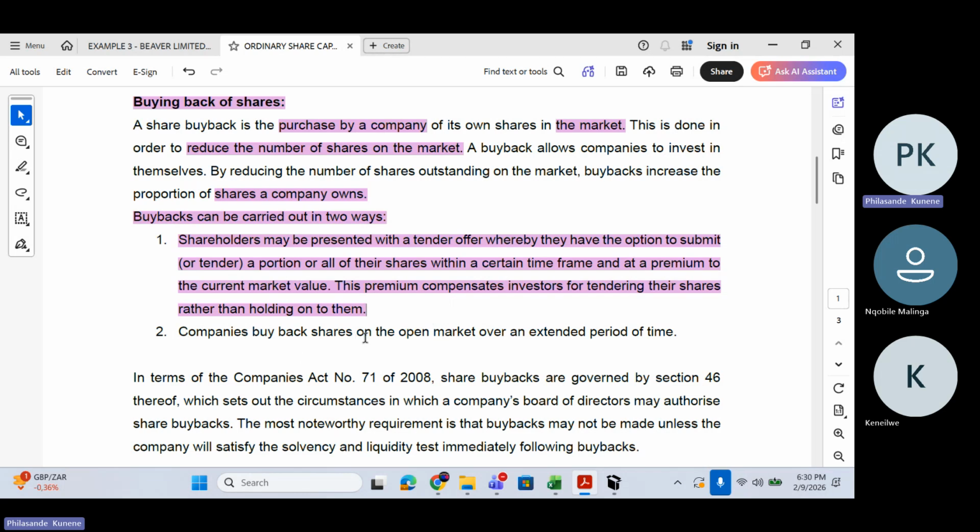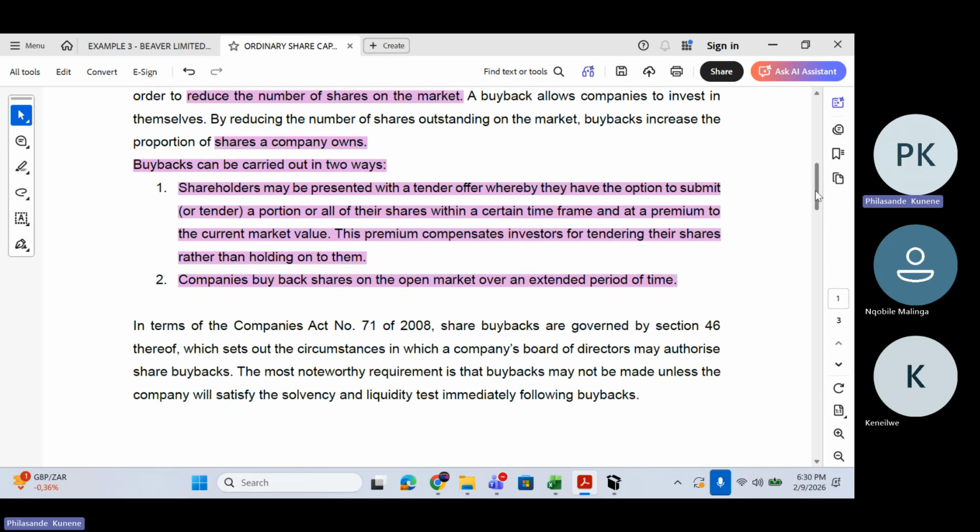Companies buy back shares on the open market over an extended period of time. That's another way of buying back the shares. What do we mean by that? Over an extended period of time, we're saying that if we bought our shares over a short period of time, we are going to be considerate to those shareholders, because obviously they will have to make decisions on whether they're releasing those shares or not.